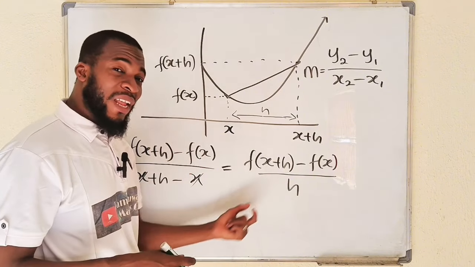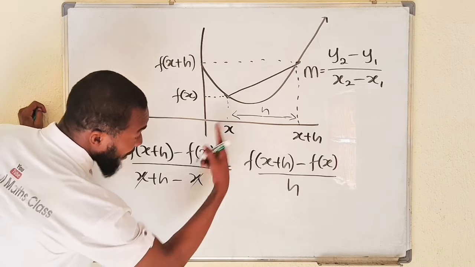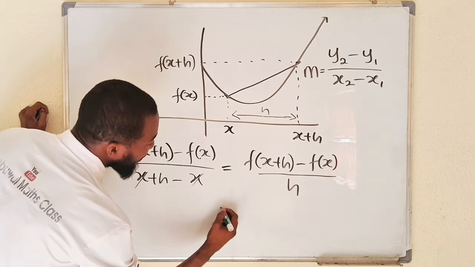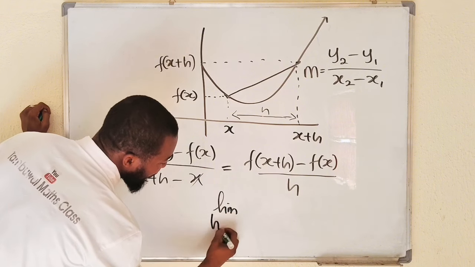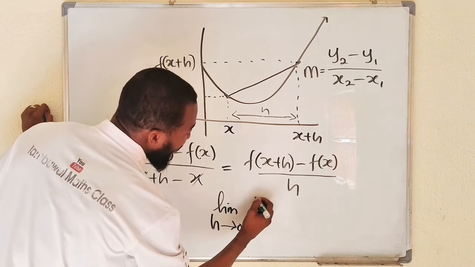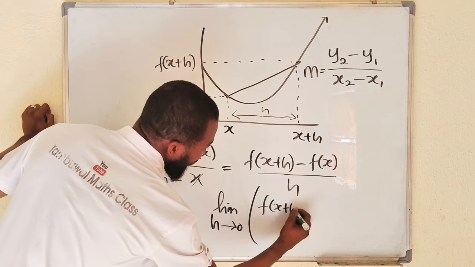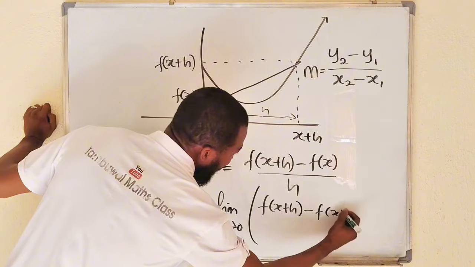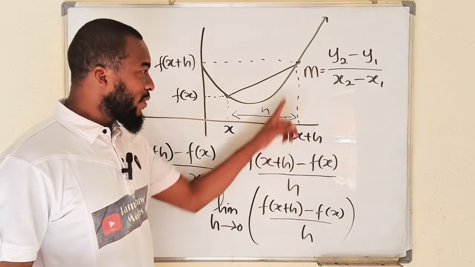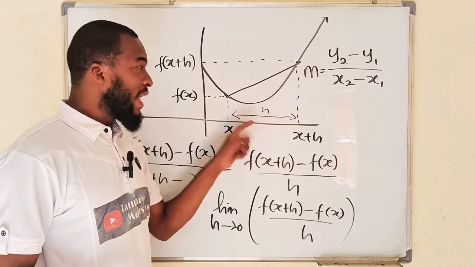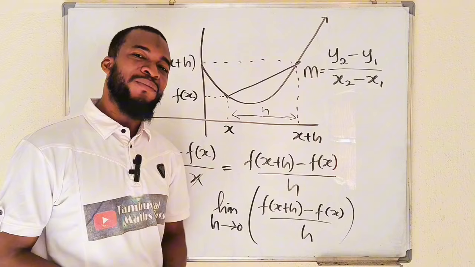And the slope of a tangent line is nothing but the derivative of that function at a point. So we say that this is the limit as h approaches 0 of the function f of x plus h minus f of x divided by h. So as h approaches 0, we have a tangent line. And if you calculate the slope at a point, it will give us the derivative and nothing more. Simple.